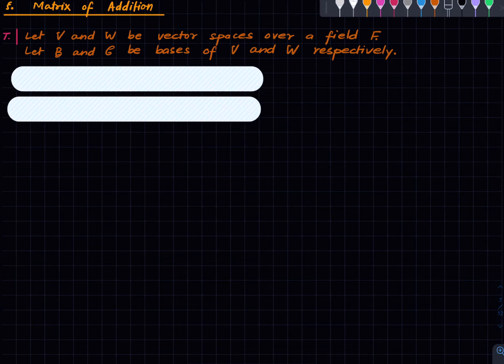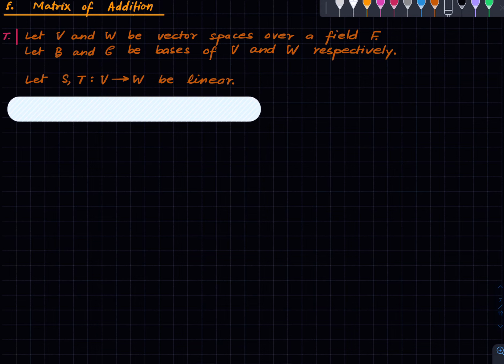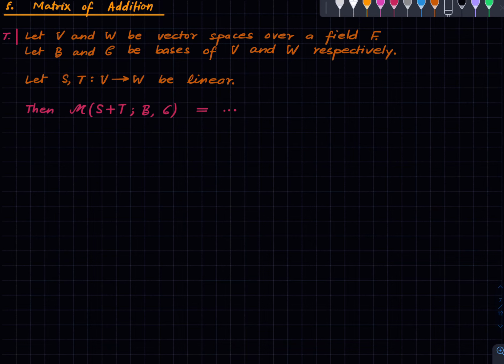All these definitions interact well with each other. Fix two vector spaces both over the same base field, and fix the bases B for V and C for W. Fix two linear maps S and T both from V to W. Then the matrix of their addition. So you can add two linear maps as we saw. The matrix of their addition with respect to the chosen basis is the addition of the corresponding matrices.